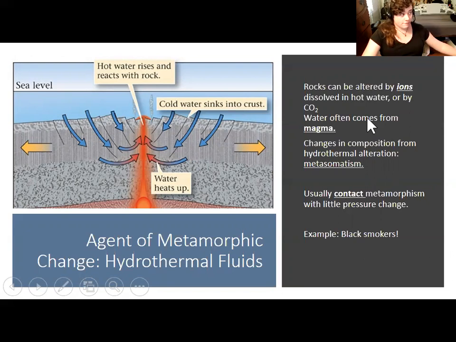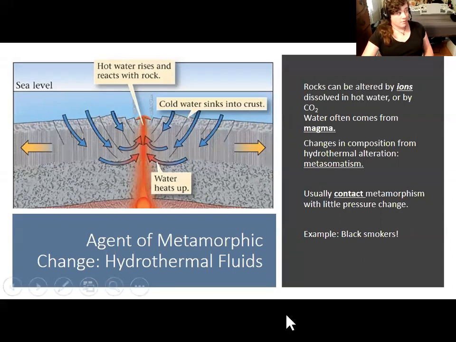It's also possible for CO2 gas to cause metamorphism on its own. A fluid can refer to either liquids or gases, and CO2 released from magma can pass through rocks and actually leave behind carbonate as well. And a general term for changes in composition from hydrothermal alteration is known as metasomatism.